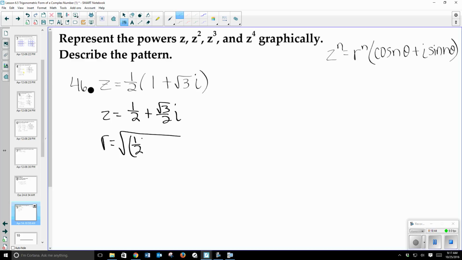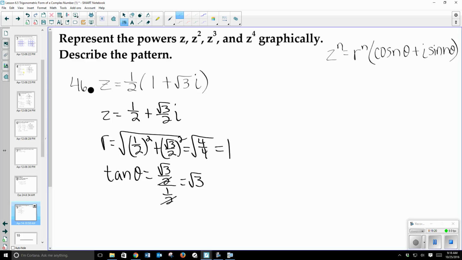That's the square root of 1/2 squared plus √3 over 2 squared. Okay, 1/2 squared is 1/4. √3 over 2 squared is 3 over 4. 1 over 4 plus 3 over 4 is 4 over 4, which is the square root of 4 over 4. That's the square root of 1, so the answer is 1 for that one. And then to find the angle, tangent of theta is equal to √3 over 2 over 1/2, which is √3. And tangent of theta is √3 at pi over 3.